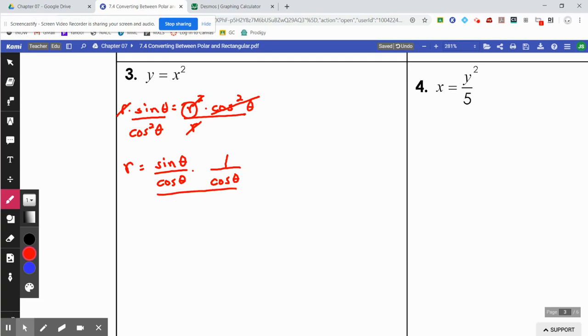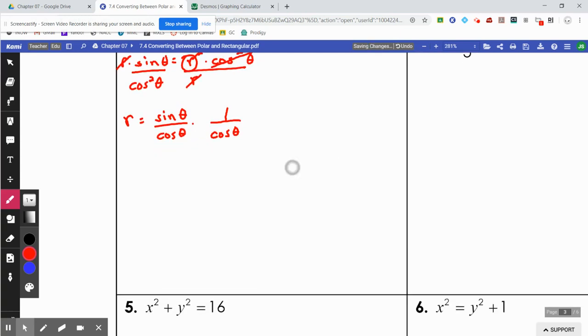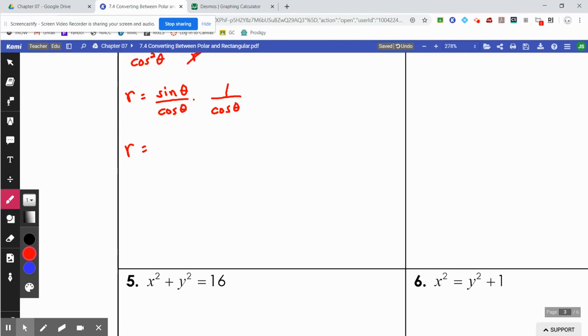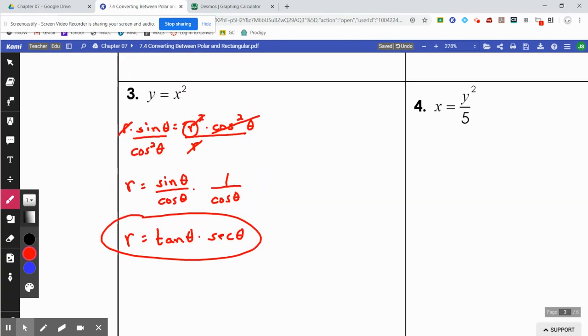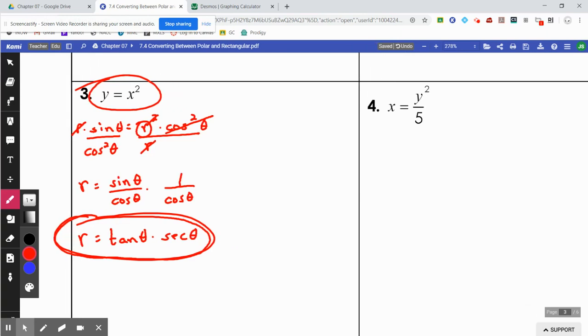Again, because you see the cosine squared on the bottom, I know that sine over cosine is tangent, and I know that 1 over cosine is secant. So this equation would be, which by the way, notice it's a parabola. This parabola could be graphed in the polar system by doing r equals tan times secant.